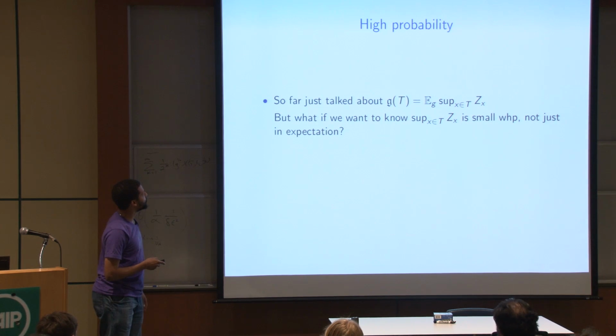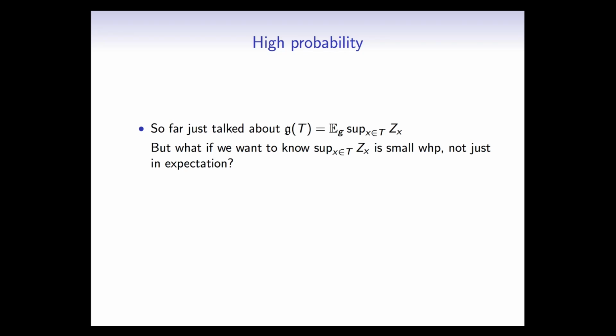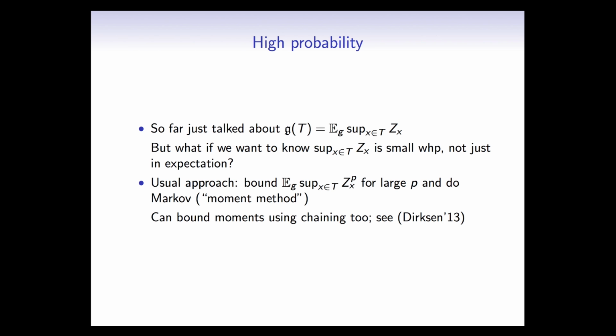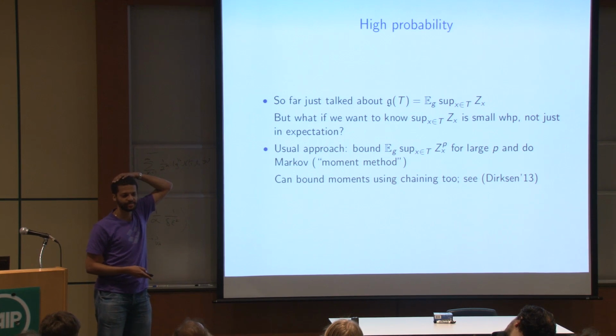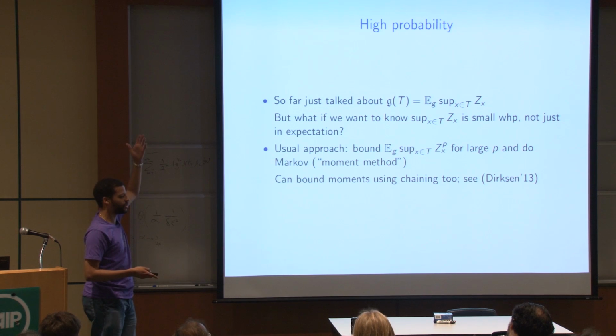Okay, so far I just talked about the expectation of the max, but what if you want to know the max is small with high probability? The usual approach is to do the moment method. Actually, you bound the moments of this thing for some large moment, and then do Markov. And you can bound these moments using chaining too, and I put a reference there if you want to read about that. But it's similar kinds of arguments.